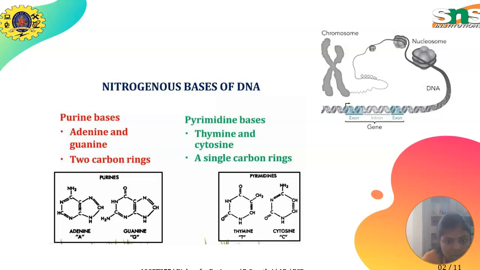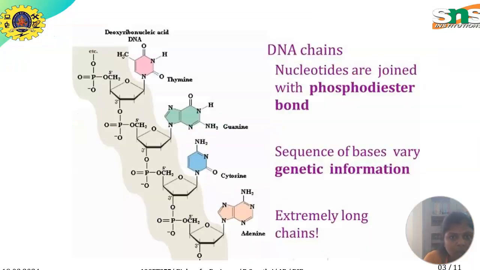Thymine is represented by T, and cytosine is represented by C, which contain carbon, oxygen, and nitrogen in both. And the DNA will have the chromosomes, and the gene will have exons and introns present in our gene molecules. The DNA chains, which are nucleotides, are joined with phosphodiester bonds. The sequence of bases varies, carrying genetic information along our long chain.